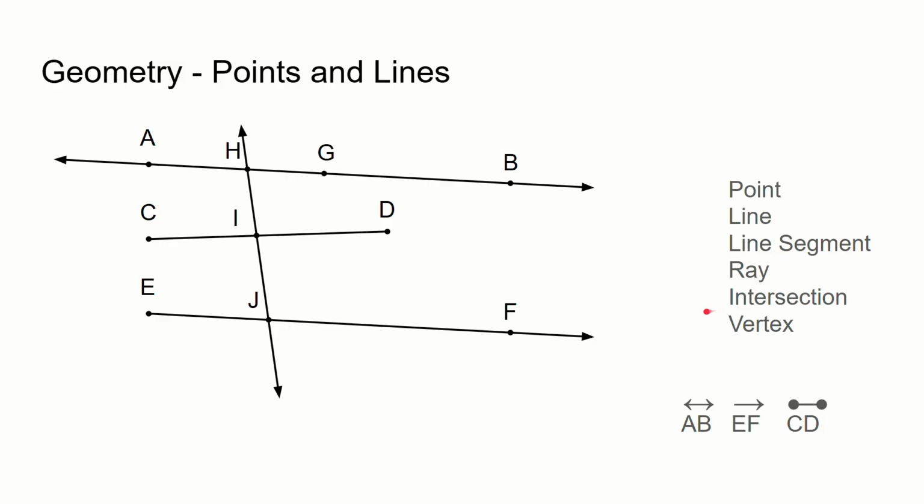And then here's how we would denote. So the line AB is what this would look like, the ray EF, and the line segment CD.